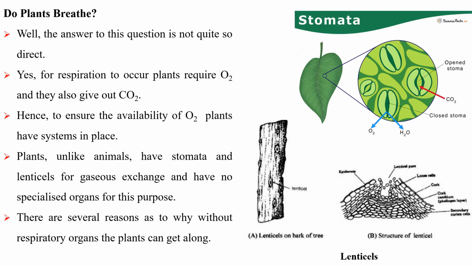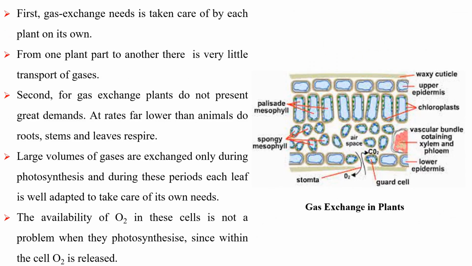There are several reasons as to why, without respiratory organs, the plants can get along. First, gas exchange needs are taken care of by each plant part on its own. From one plant part to another, there is very little transport of gases. Second, for gas exchange, plants do not present great demands. At rates far lower than animals do, root, stem, and leaves respire.